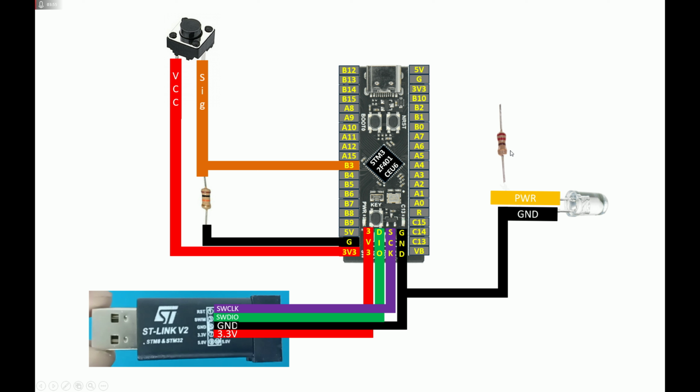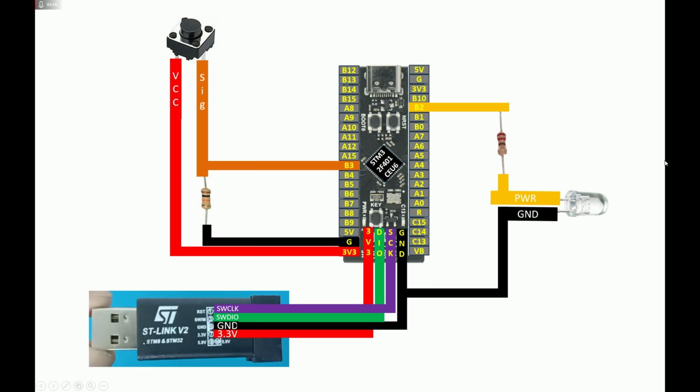I am using a 220 ohm resistor. The higher the value, the dimmer the LED will go, but it will work. So I'm using a 220 ohm resistor. Connect the longer pin to one end of the 220 ohm resistor like this. From the other end, you can connect it to any available digital output programmable pin. I'm going to connect it to B2 like this. In this way, our connections are completed. So this is our circuit.